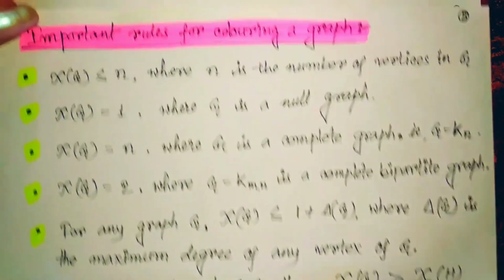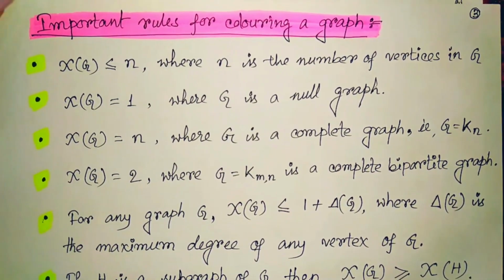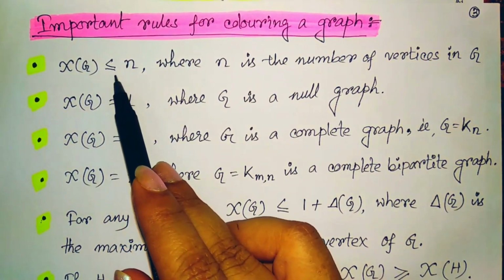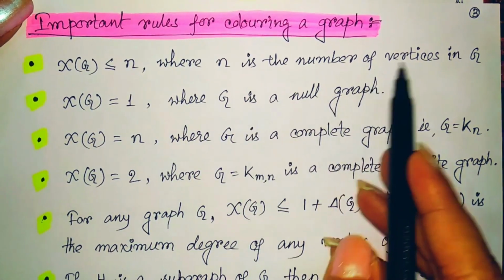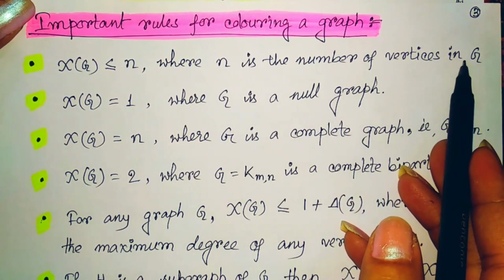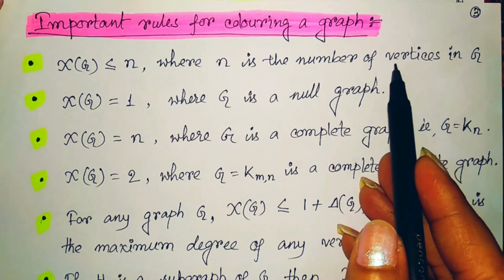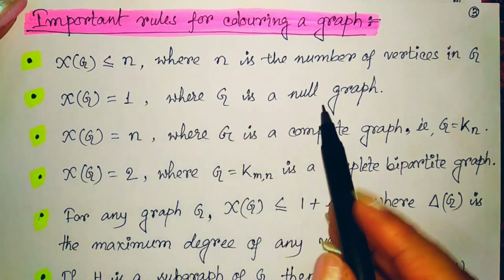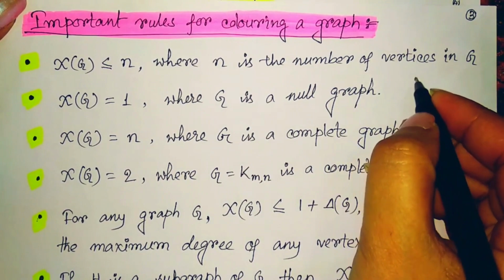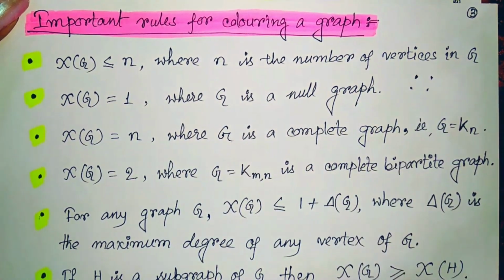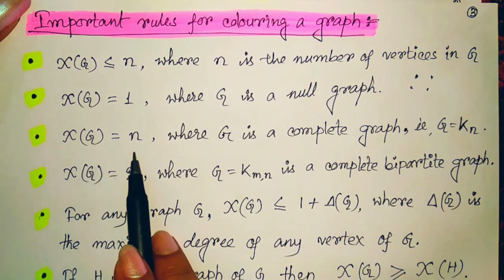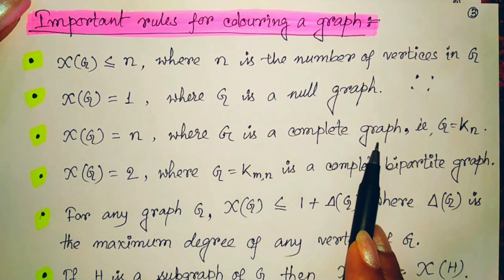So there are a few important rules for coloring a graph. So what are these rules? So chi(G), the chromatic number of G, is always less than or equal to n, where n is the number of vertices in G. That is very obvious. If in a graph there are 4 vertices, then obviously the required colors are at most 4 or fewer. The chromatic number is 1 if the given graph G is a null graph. A null graph means only the vertices are there, no edges are there. So no vertex is adjacent to another, so we can put one color on all the vertices.